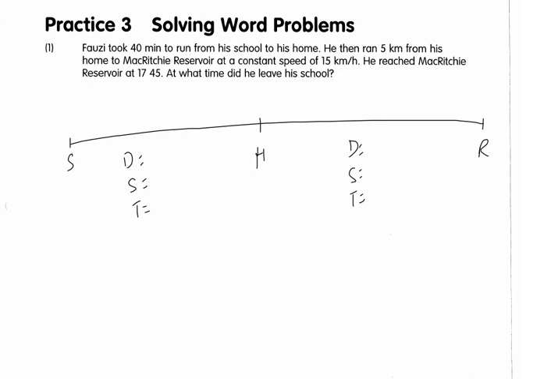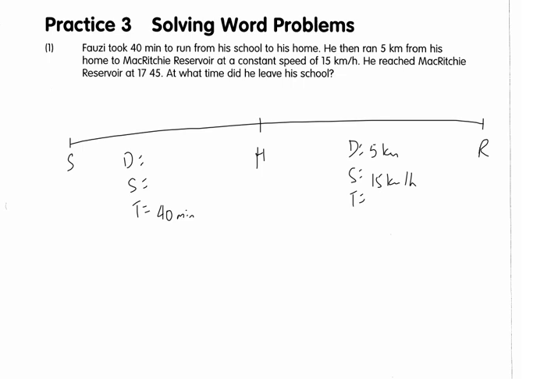Now, tell me. The only piece of information that we know from the school to the home is what? Which is the time, right? I only know the time. Now, from his home to the reservoir, what is the other piece of information that I know, Ernest? Distance, which is 5 km, and speed, which is 15 km per hour, right? Now, he reached Marichi Reservoir at 17:45. At what time did he leave his school?